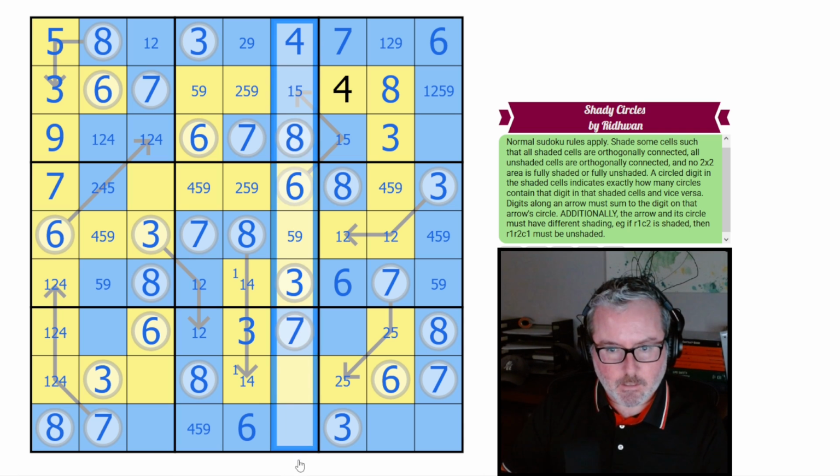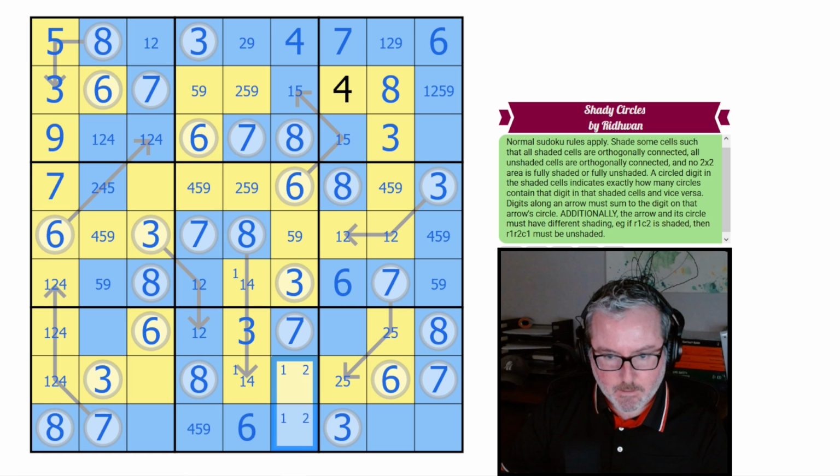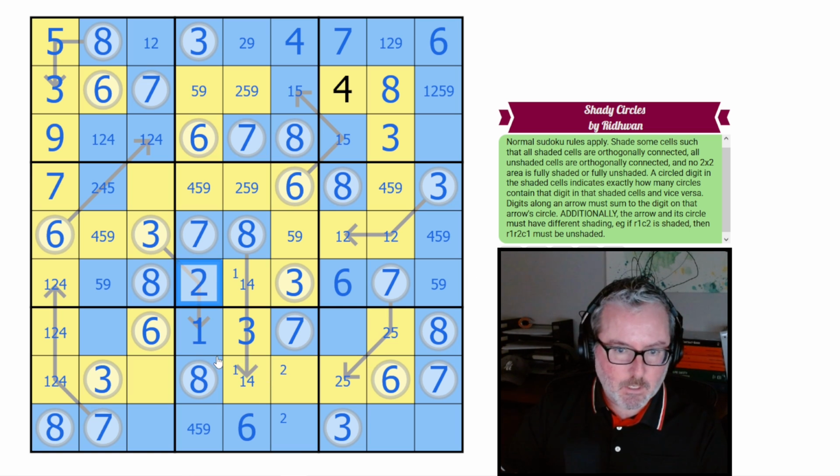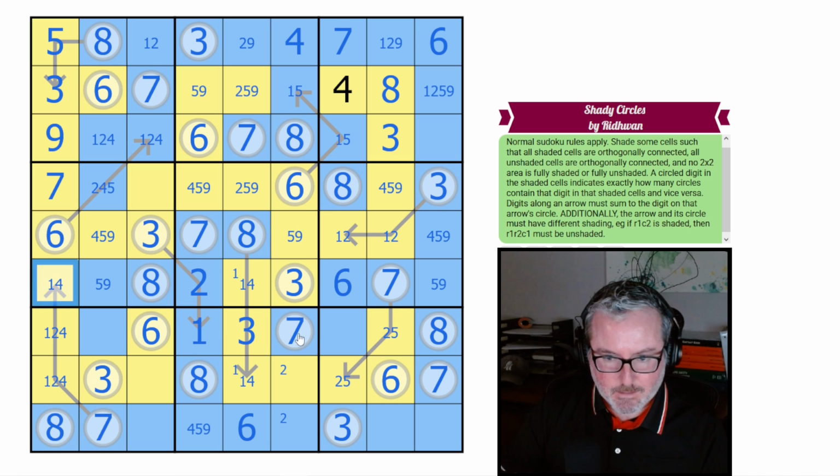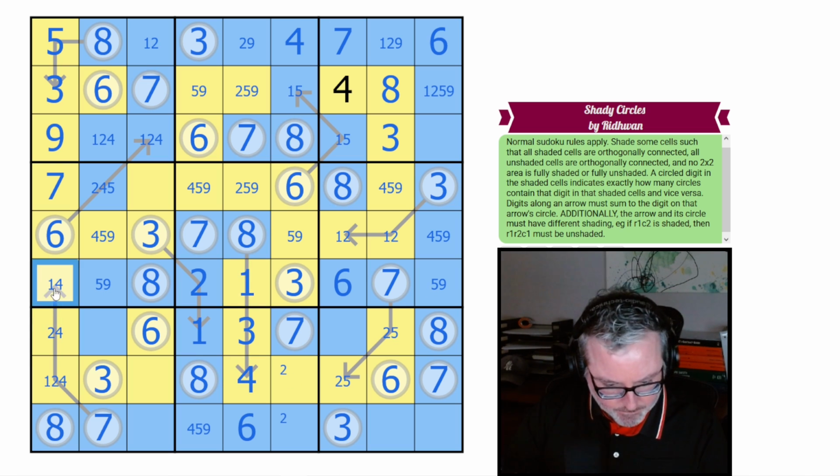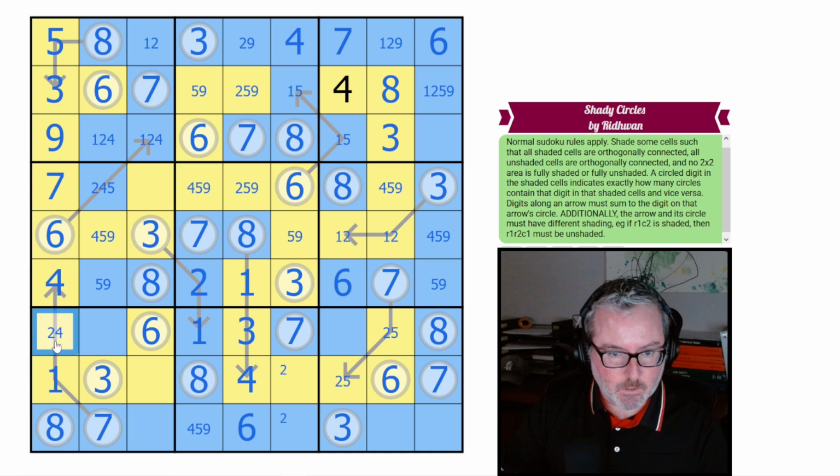So this column, the 2 must go here. So therefore this is a 1 and a 2. And hopefully that's going to start opening something up. This is 4 and 1. Yes. Thank you. 4, 1, 2.